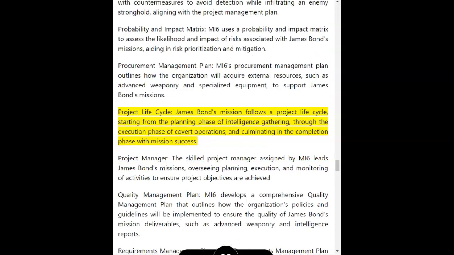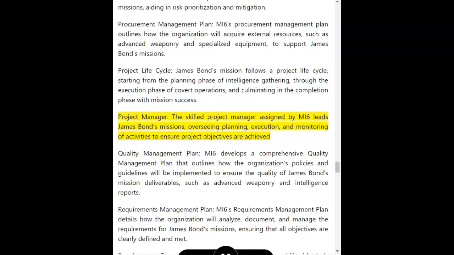Project lifecycle. James Bond's mission follows a project lifecycle, starting from the planning phase of intelligence gathering, through the execution phase of covert operations, and culminating in the completion phase with mission success. Project manager. The skilled project manager assigned by MI6 leads James Bond's missions, overseeing planning, execution, and monitoring of activities to ensure project objectives are achieved.